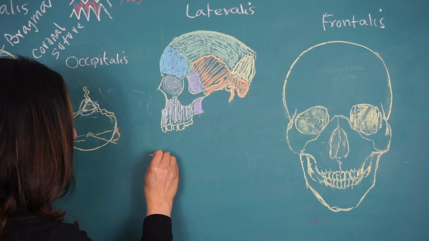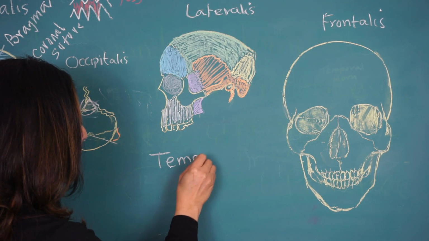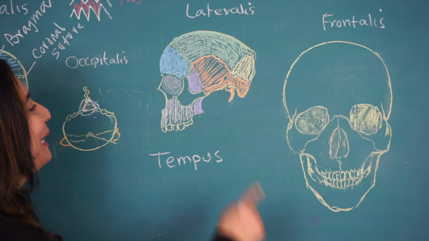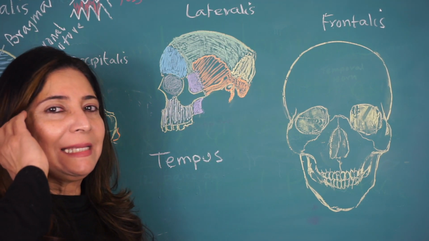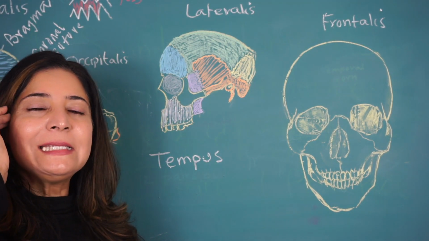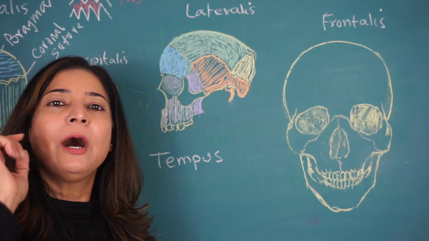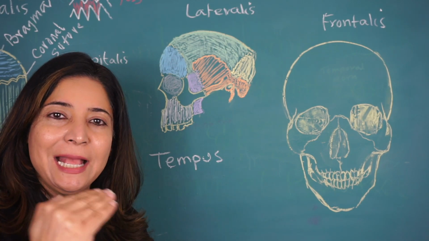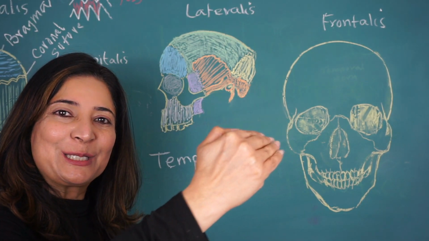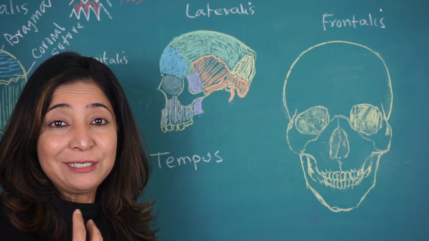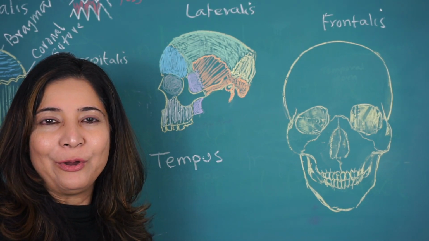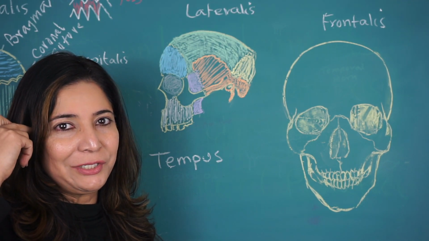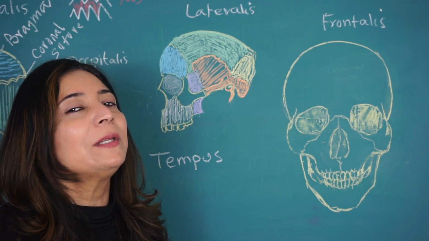Tempus means time. Why do we call this region the temporal region? Because this is the point where our hairline starts showing gray as we age, as time passes. So we have the evidence of the passage of time, of our advancing age, that starts from the temporal region. The graying of hair starts from the temple.